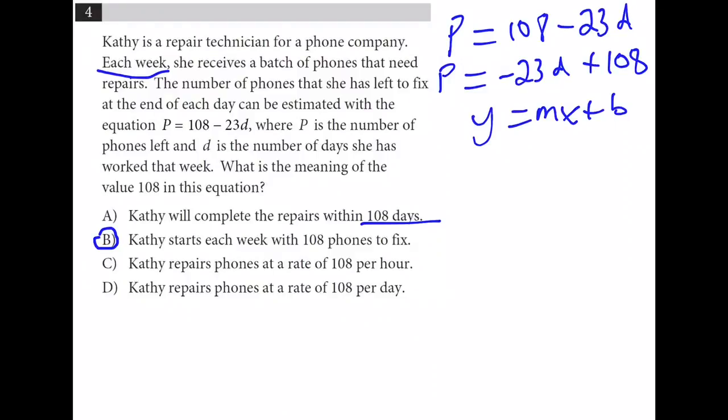Choices C and D have similar language. They talk about a rate that the phones are fixed at. In linear equations, the word rate should be a clue that we're talking about the slope. So the m value, or the value in front of the variable. For this problem, we see that's negative 23, not 108.